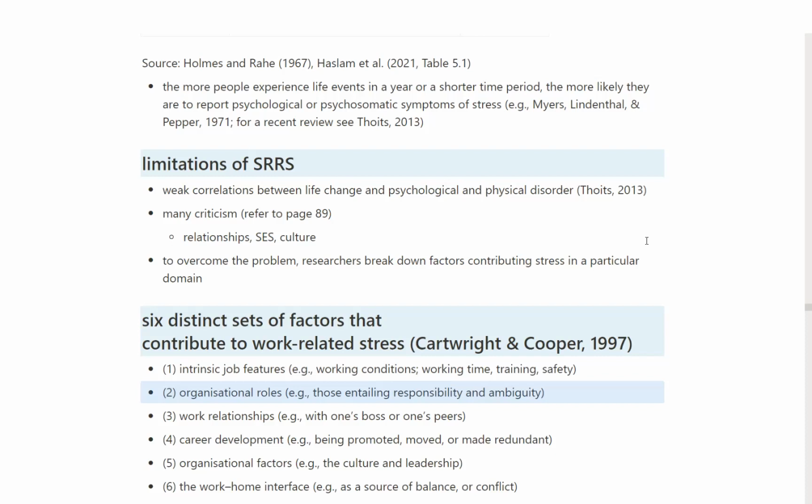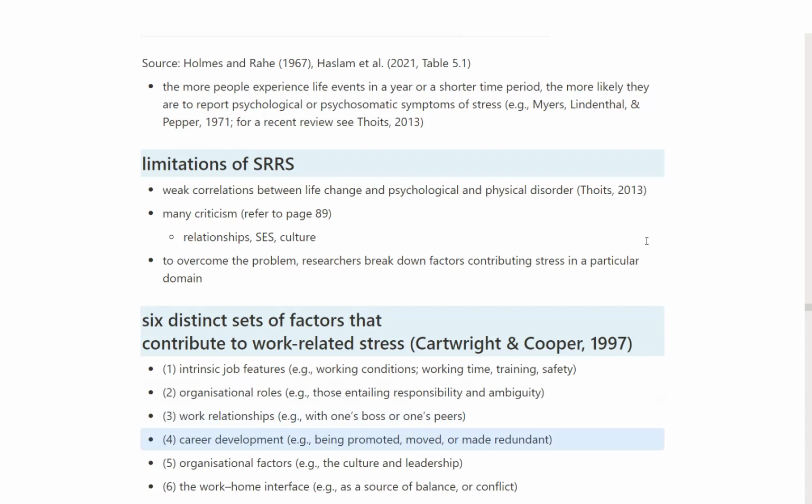So these organizational roles may contribute to work-related stress. And 3, work relationships. If you have a good relationship with your boss, the amount of stress you experience at work would be much lower. But if you have a bad relationship with your boss or with your peers, then your work-related stress would be tremendous. 4, career development. If you have a chance of being promoted, then even if you have a lot of workload, the amount of stress you experience would be relatively lower.